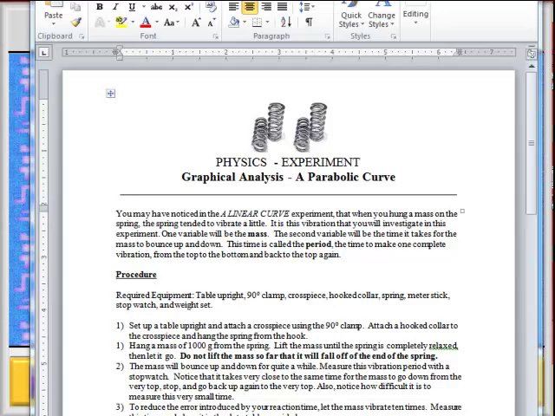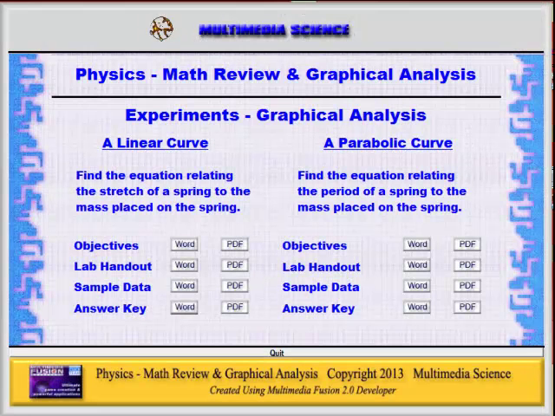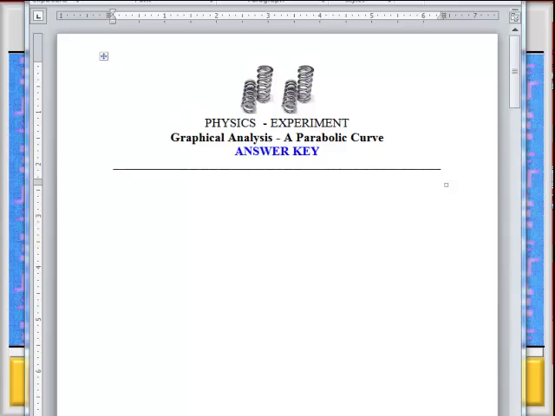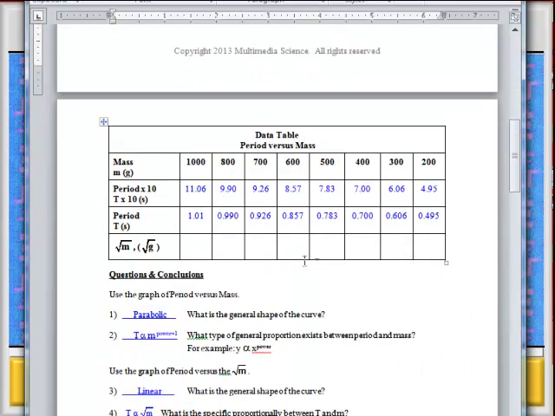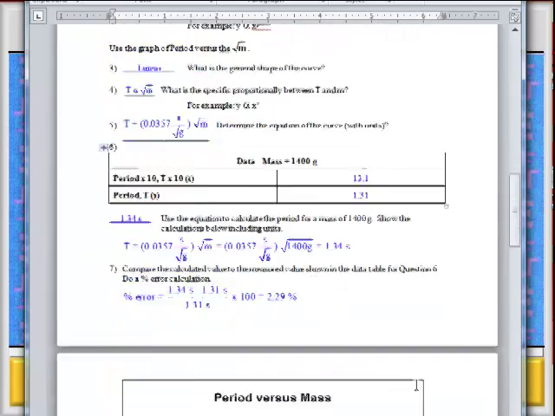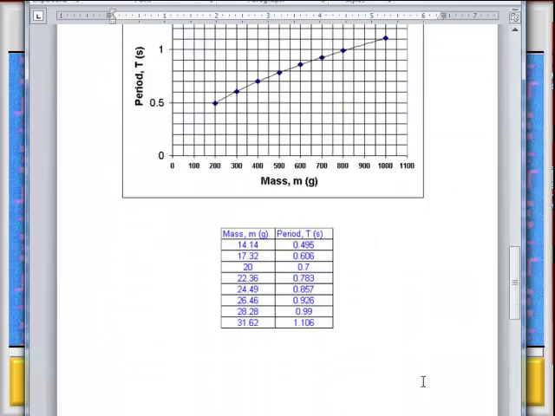In the Parabolic Curve lab, you use the same equipment, but in this case you'll be measuring the period of the spring against the mass. For each of these experiments, there's an answer key with sample data, answers, and the final graphs.